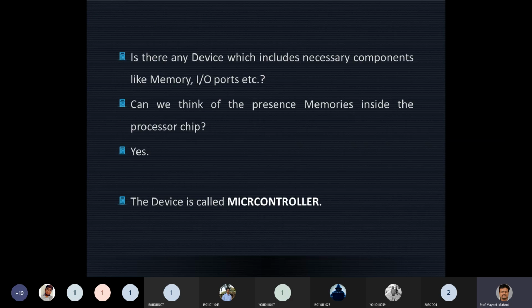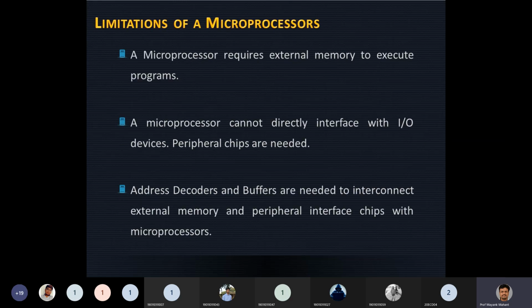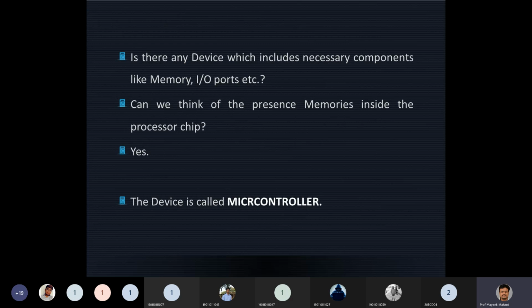So we need to get the answer to this question: is there any device which includes the necessary components like memory, IO ports, etc. within it? Can we think of a memory inside a processor chip? Yes. The limitations of a microprocessor give rise to a device which we call a microcontroller. A microcontroller is a device in which we can find the required memory, IO ports, and all that on a single chip.